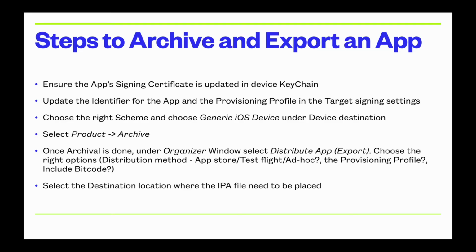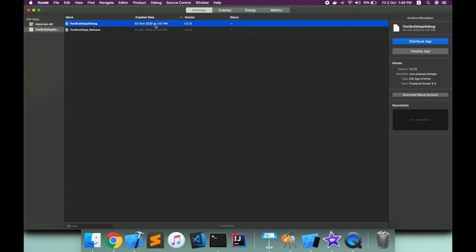So we need to click on the archive which we want to sign and export and click on distribute app or export button. If you look at the organizer window here, you'll be able to see the distribute app button, after which we need to choose a couple of options before we sign and export the app. So I have selected the right application archive and let me click on distribute app.